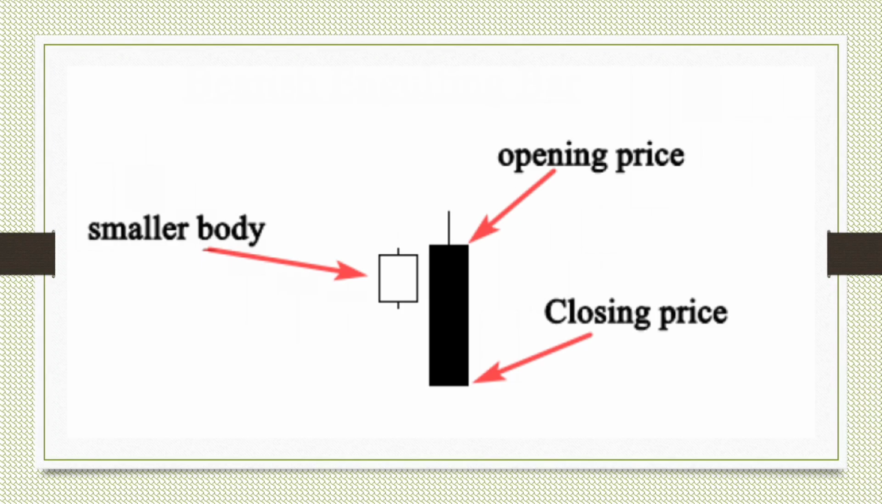Now this is what a bearish candle looks like. A bearish engulfing bar pattern looks like this. This is the small body, the candle with a very small body. Then this is the candle with a very bullish move, right? Pretty much this candlestick right here engulfed this candle.